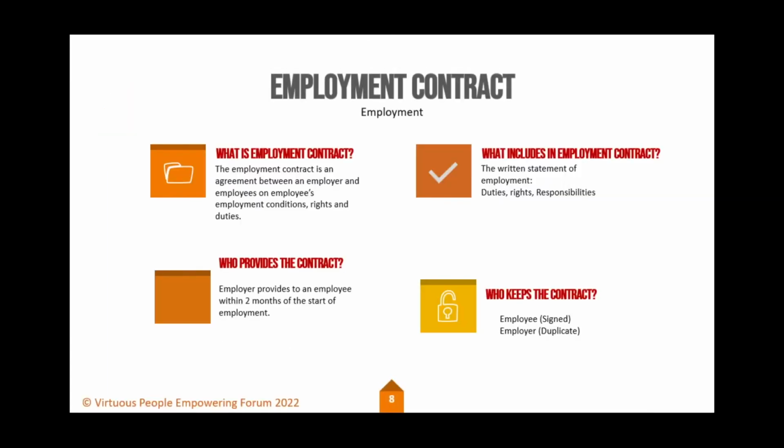Terms of contract. The employment contract includes a written statement of employment rights, responsibilities, and duties that an employer provides to an employee within 2 months of the start of employment. If the employee is working abroad, then the written statement includes the following information in addition to what's included in the written statement of the employee working in the UK.